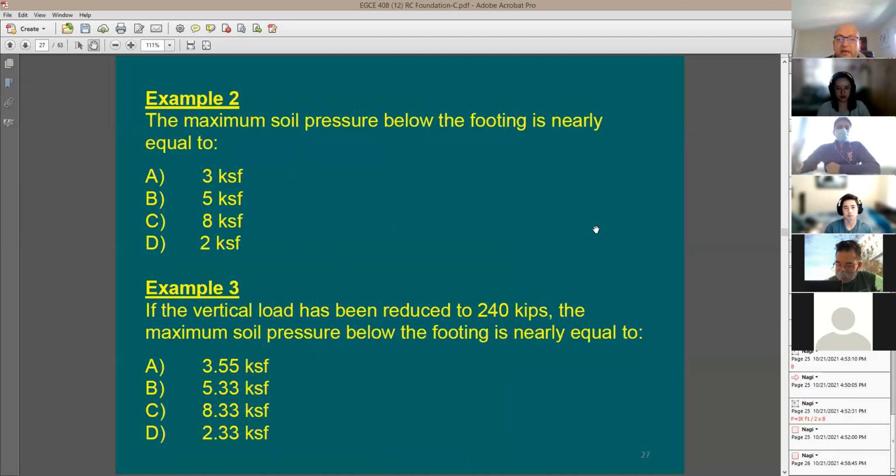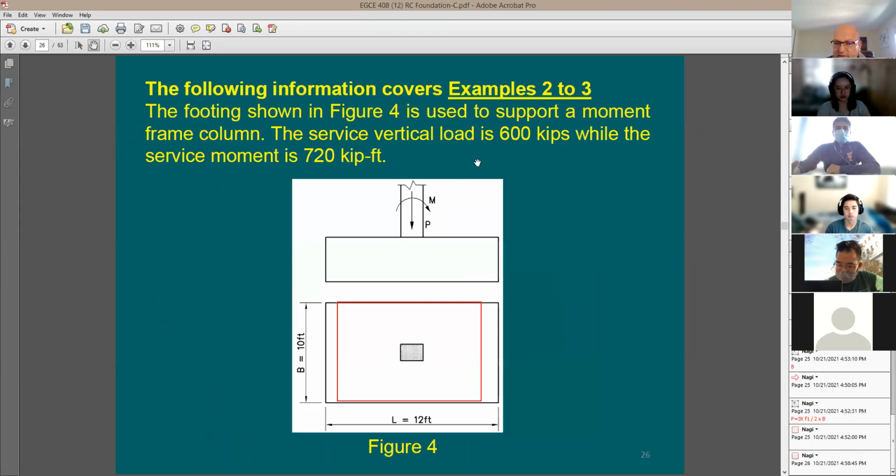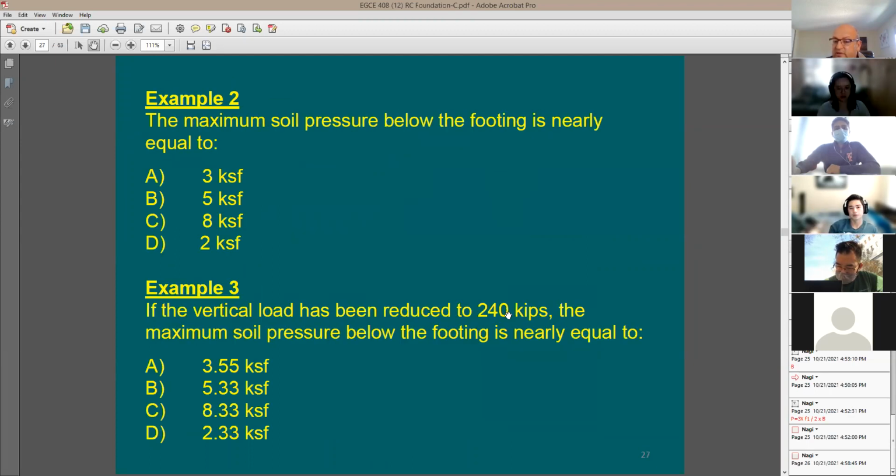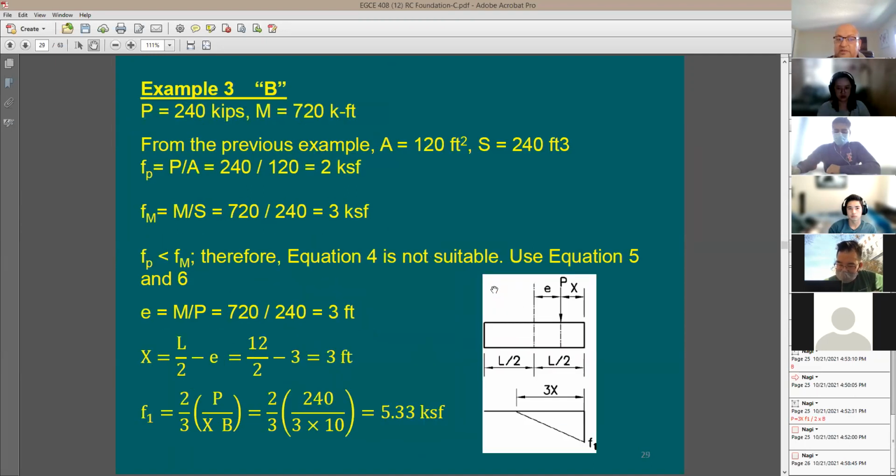So in example 3, it says the vertical load has been reduced to 240 kips. How about the moment? Moment is the same. How much was the moment here? 720. And the load is, instead of 600, now 240. So the question is, what's going to happen to the soil below the footing? Okay, let me try this. Here is the vertical load 240. Moment is going to be the same.